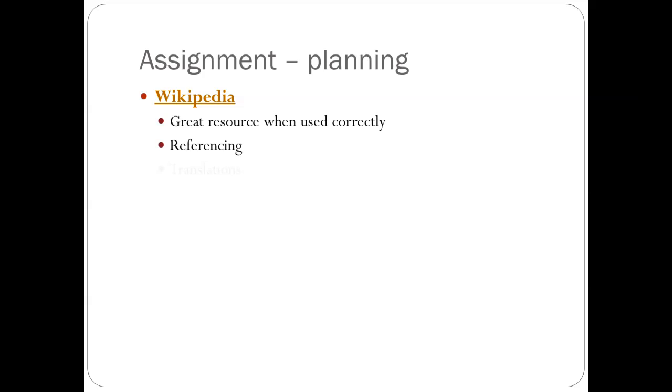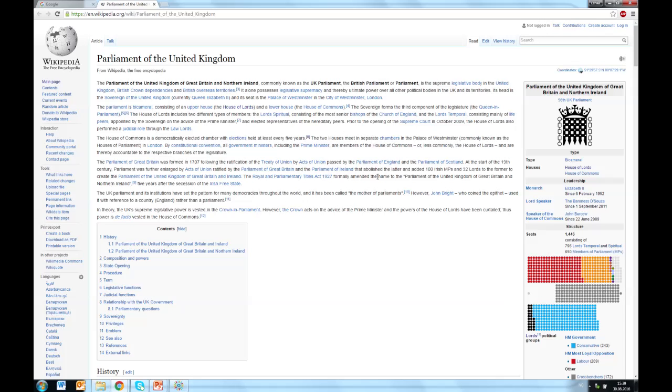And if you were told sometime that you should not use Wikipedia in your writing, it is actually a great source of information when you use it correctly. You can use it for referencing and you can also use it for translations, and I will now try to show you how. We go to Wikipedia and let's say I found a text on Parliament in the United Kingdom.